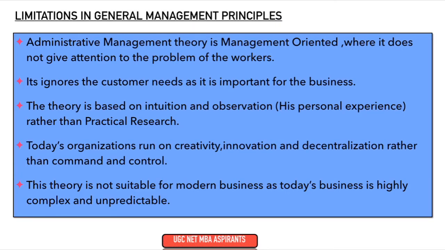Coming to the limitations in general management principles, the administrative management theory is management oriented, where it does not give attention to the problems of the workers, and it also ignores the customer needs, which are very important in running the business. This theory is based on intuition and observation of his own personal experience rather than practical research. Today's organizations run on creativity, innovation, and decentralization rather than the command and control process. This theory is not suitable for modern businesses, as today's business is highly complex and unpredictable in nature. So, in some places, the general management principles don't work.